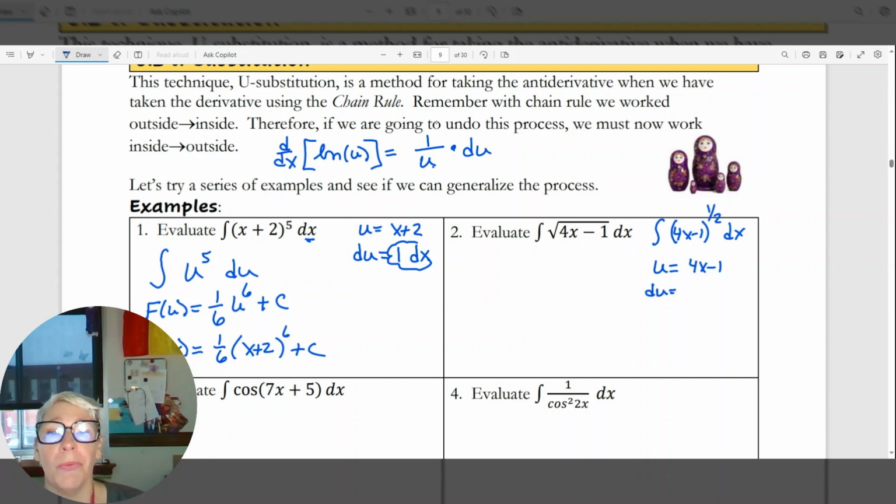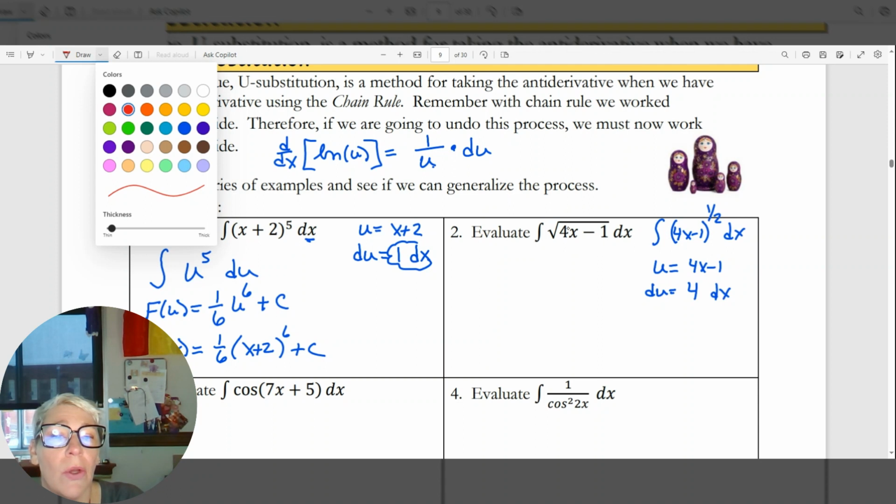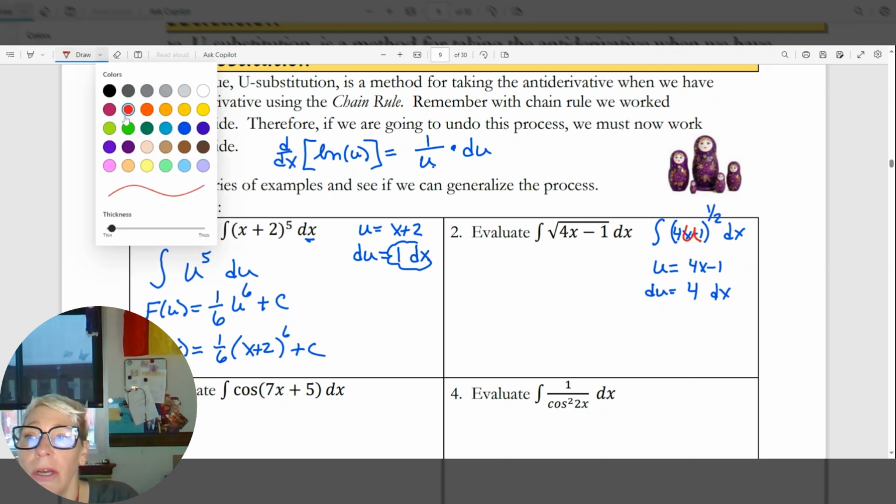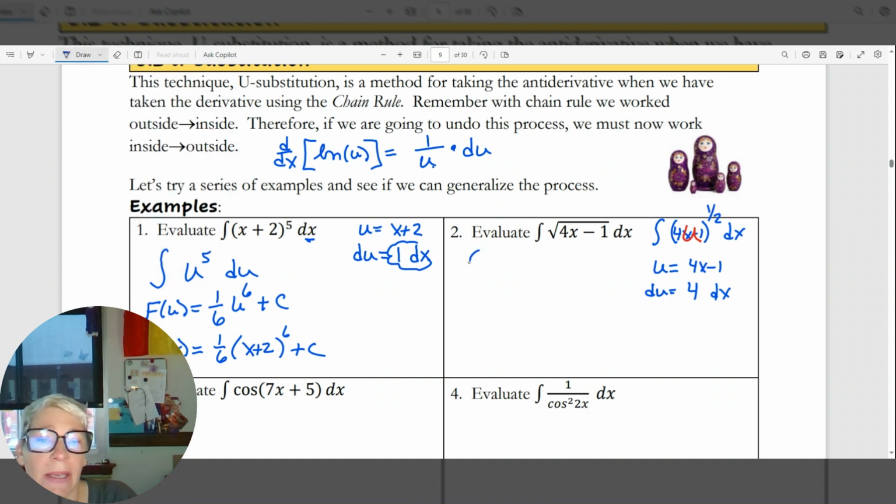Remember, I'm looking to put things in this form right here, where I have a u times its du. So I found the u, I am now finding the du. The derivative of 4x minus 1 is 4 plus 0, but that was a derivative with respect to x. So now I go back and I put my original function all in terms of u. 4x minus 1 is u. So I'm taking the integral of u to the 1/2.